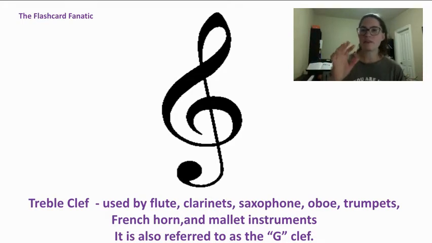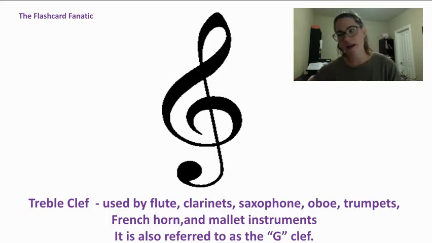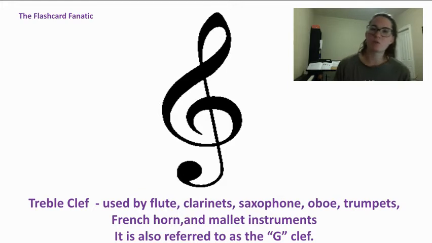The treble clef is all of the notes that are going to be on that higher side of the keyboard, so the higher in pitch notes. It's used by instruments like the flute, the clarinet, the saxophone, the oboe, the trumpets, the French horn, and mallet instruments. And it's probably something you've seen before. The treble clef is also referred to as the G clef because that swirly part in the middle there goes around G, the note G, which we'll talk about in a little while.